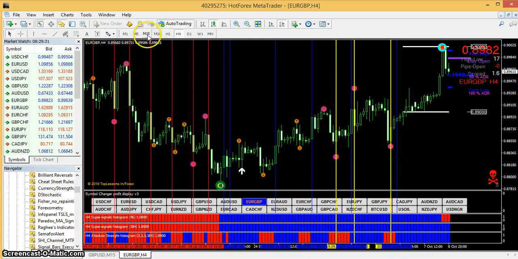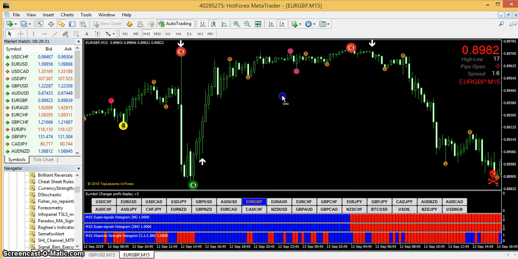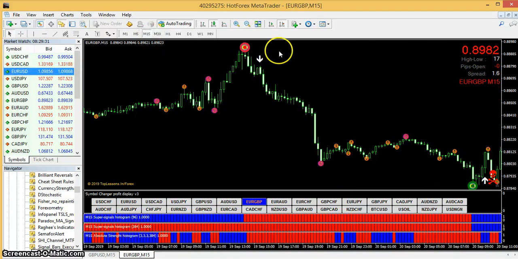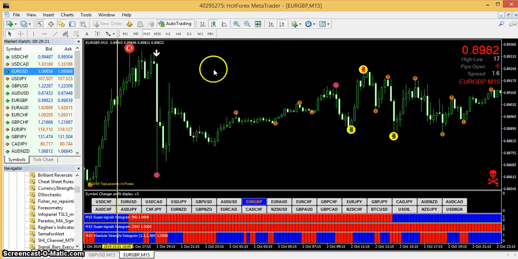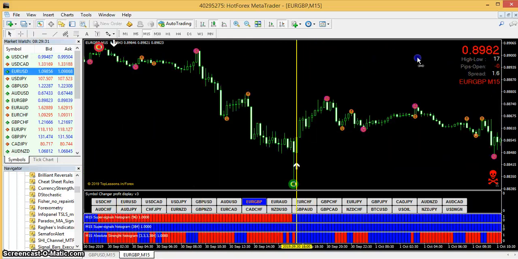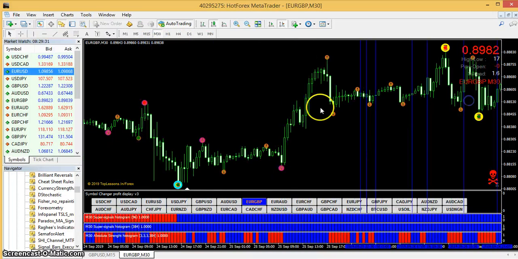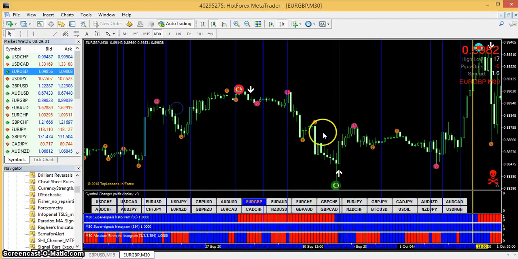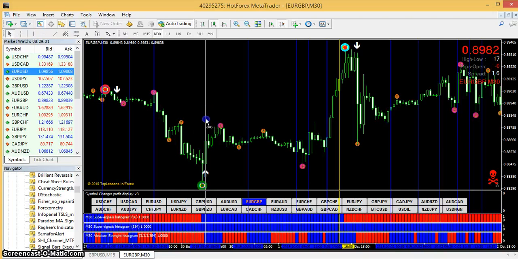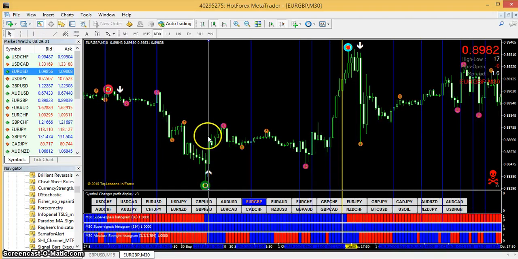So I head over to the 15 minutes time frame. I got my histograms blue. Probably I got a blue vertical line. You can see when taking a trade you get a blue vertical line here. So I head over to the 30 minutes time frame. Okay, to get a blue vertical line, I got a blue vertical line. You can see the histograms are blue.